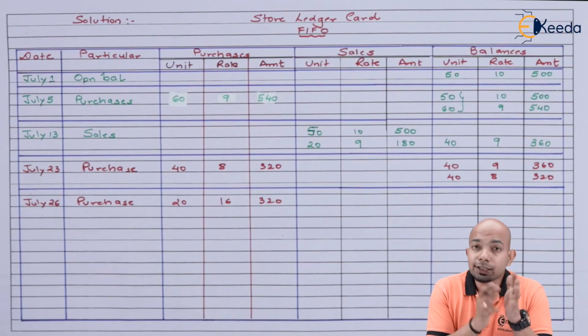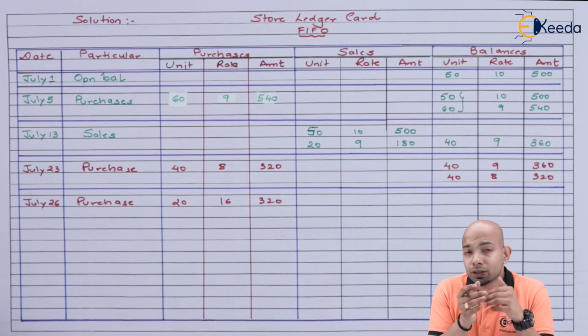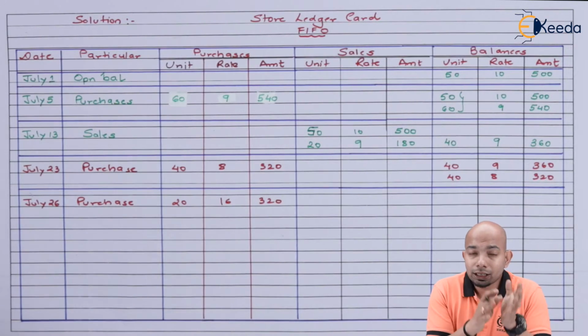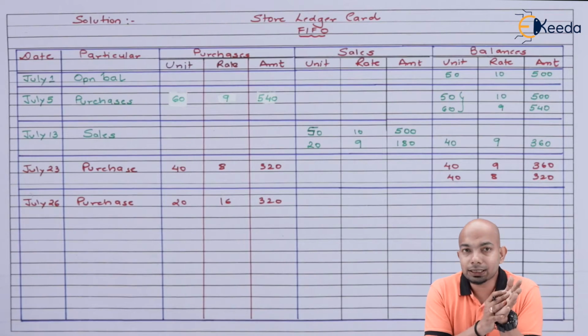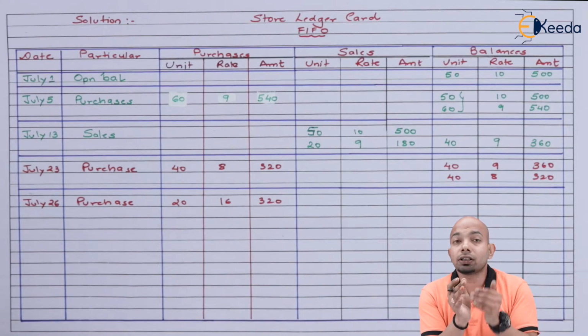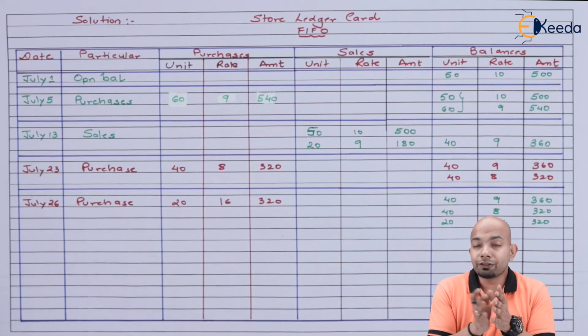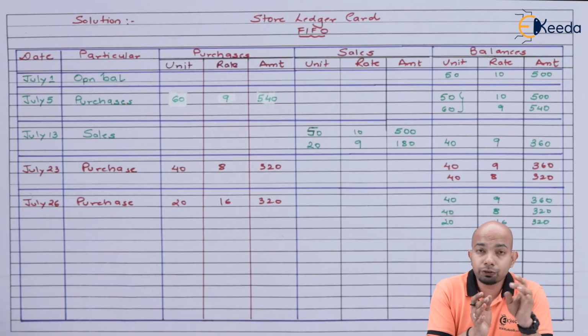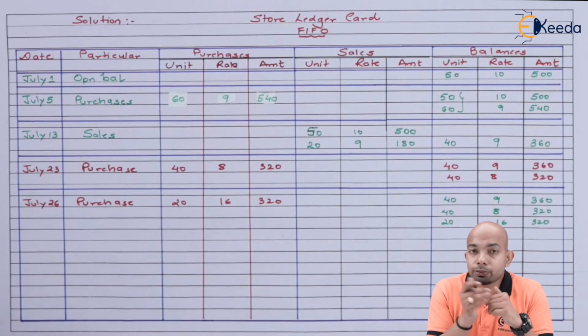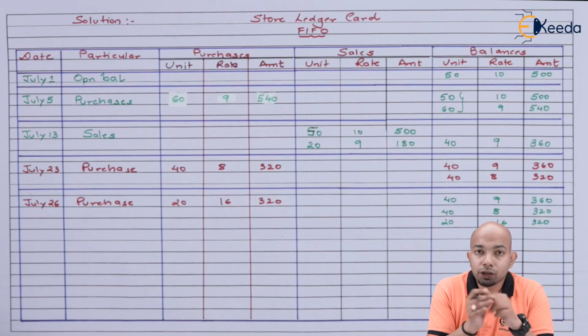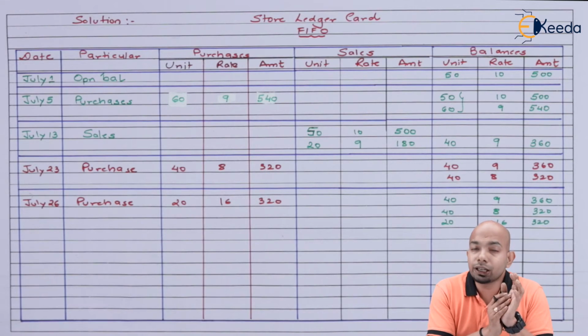Now on July 26, there was another purchase that was done here, which has been mentioned in the purchase sector. Now we'll mention that same thing in the balance. But before that, we have to take down the balance that has been mentioned earlier. So if you can see, we have mentioned 40 units at the rate of 9, 40 units at the rate of 8 and 20 units at the rate of 16, and that is the balance that we have. So totally we have 100 units left with us.